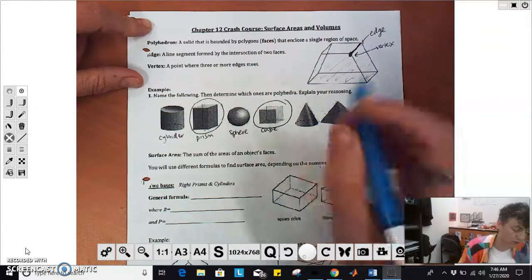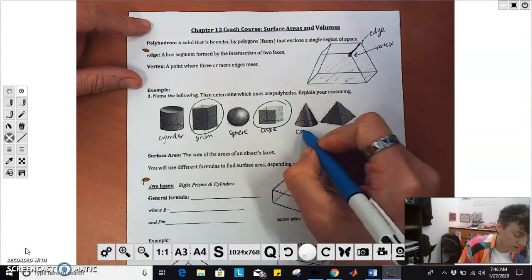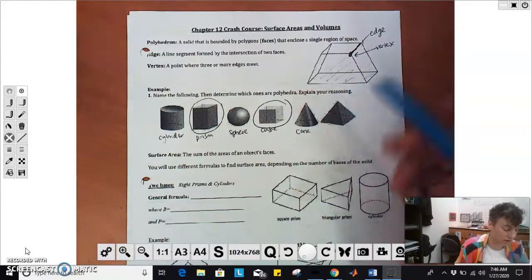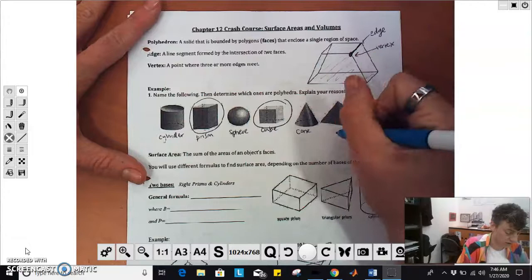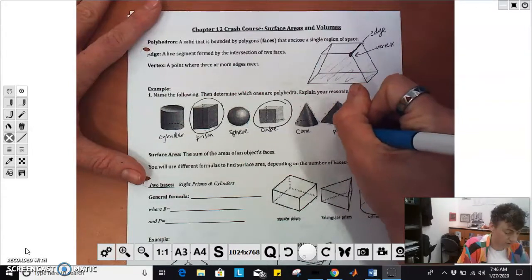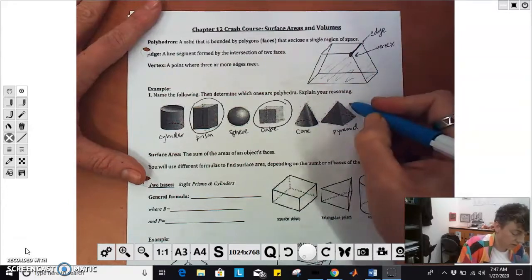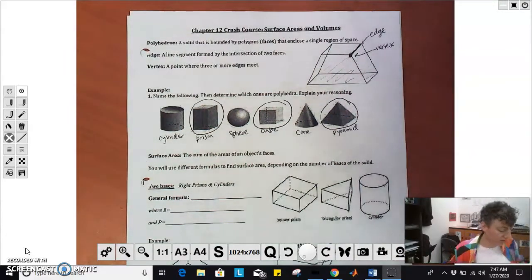This right here looks like an ice cream cone upside down. It's called a cone. We got some curved surfaces, not a polyhedron. And this one, this pretty beautiful thing, is called a pyramid. And it is a polyhedron. Cool, cool, cool. All right.